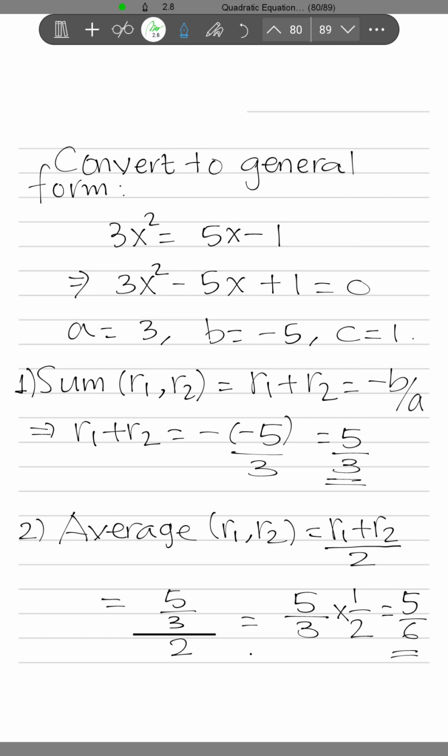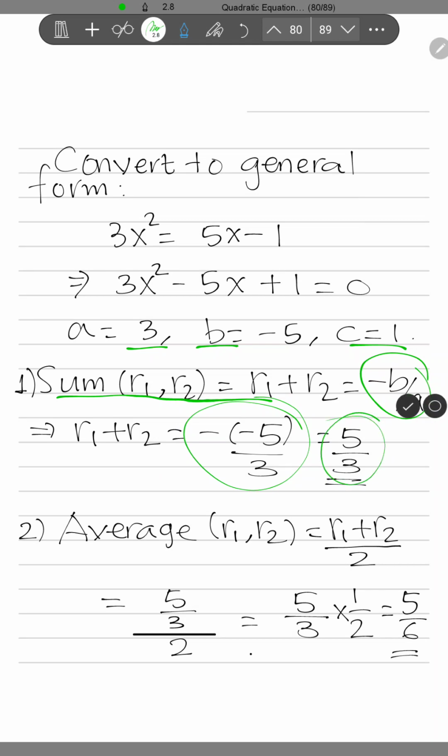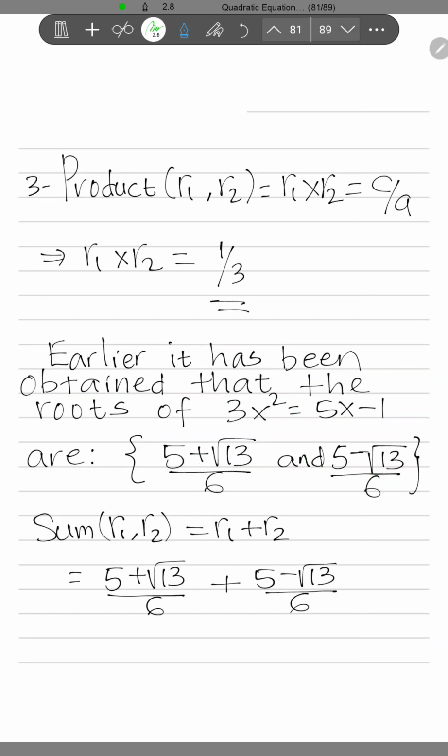We just apply the formula. So 3x squared minus 5x plus 1 is equal to 0. We have a, we have b, and we have c. Sum r1 plus r2 is minus b over a, which is minus of minus 5 over 3, or simply 5 over 3. The average is half of the sum, which is 5 over 6. The product of the roots of a quadratic equation is c over a, which is 1/3.